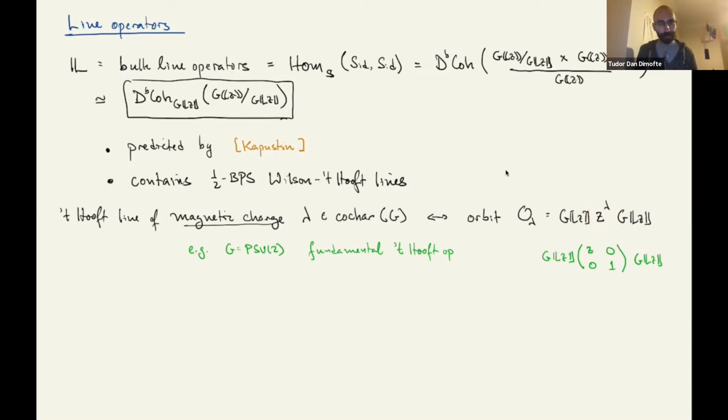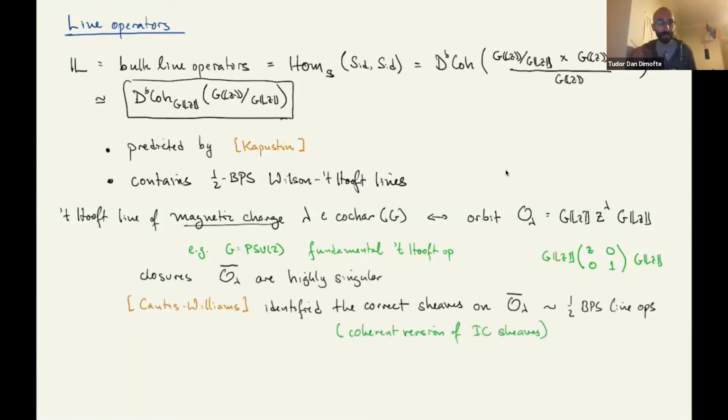If our group is PSU2 and we want a 't Hooft line with fundamental charge, we'll take this matrix in PSU2 and take its double coset. One would expect that there's a sheaf whose support is this double coset that is associated to this particular 't Hooft line. And that was made beautifully precise in a much more recent paper by Sabin Cautis and Harold Williams. First, these orbits are not compact. One can take their closure, but then the closures are very singular. And so it's not sufficient to just take the structure sheaf of an orbit closure.